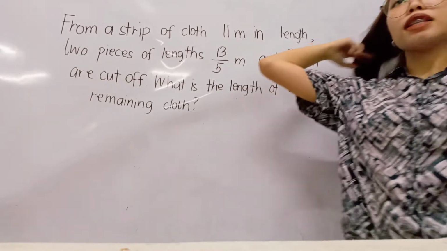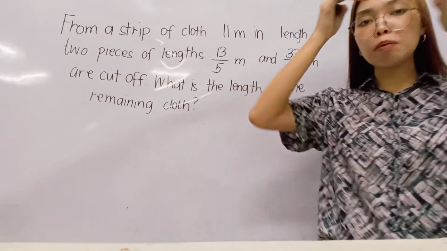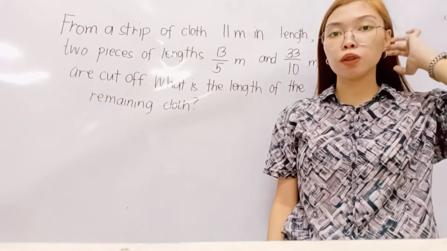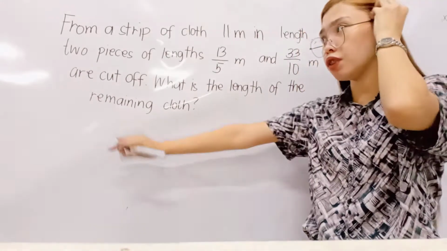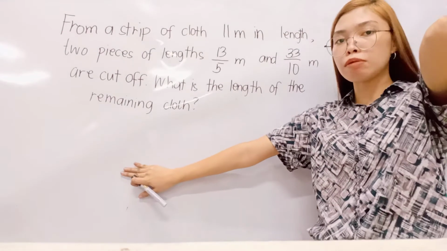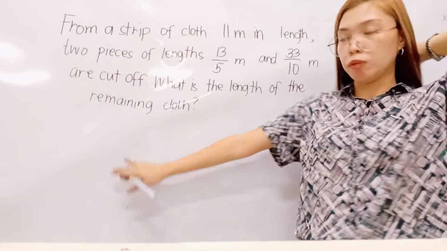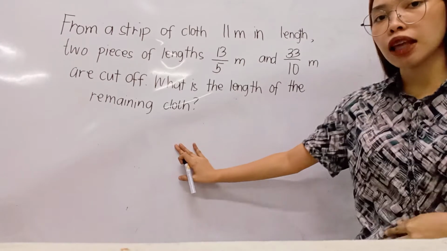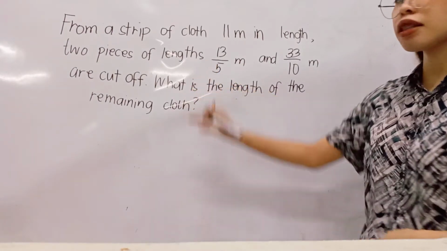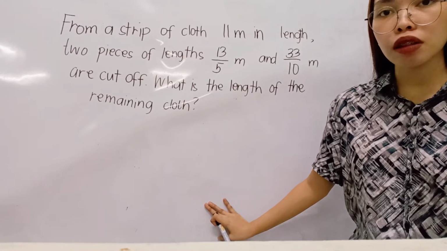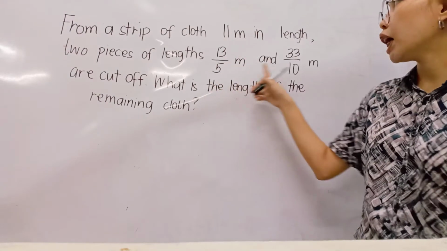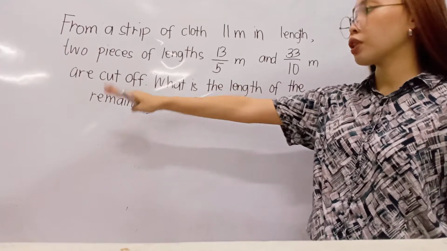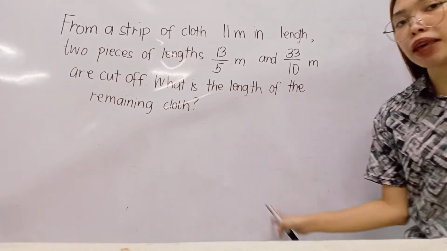Okay, now let us try to solve a worded problem, or let us try to relate our lesson to a real life situation. So, I have here a worded problem. Let me read this for you. From a strip of cloth, 11 meters in length, 2 pieces of length 13 over 5 meters and 33/10 meters are cut off. So, what is the length of the remaining cloth?